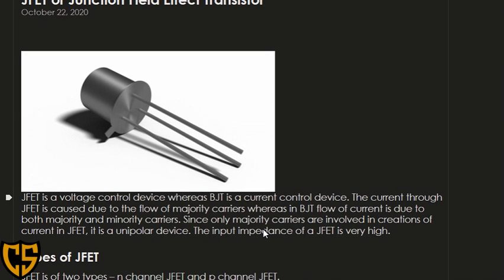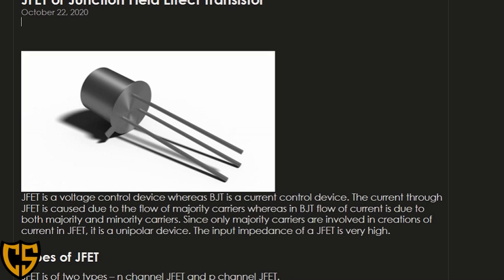So JFET is a voltage controlled device, whereas the BJT we discussed last time is a current controlled device. The current through the JFET is caused by the flow of majority carriers, whereas in a BJT, the flow of current is due to both majority and minority carriers.